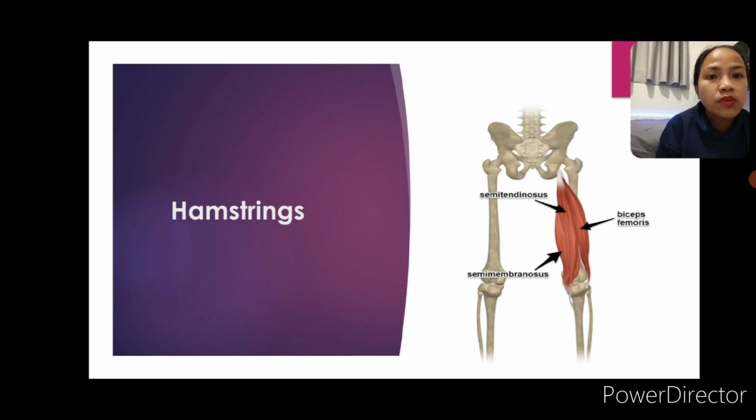Now let's discuss the hamstrings. Semitendinosus, semimembranosus, and biceps femoris. Biceps means it has two heads. Okay. What they do is extension at the hip and flexion at the knee.